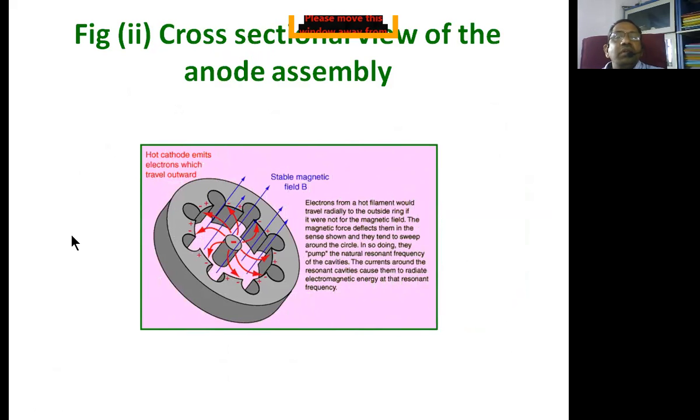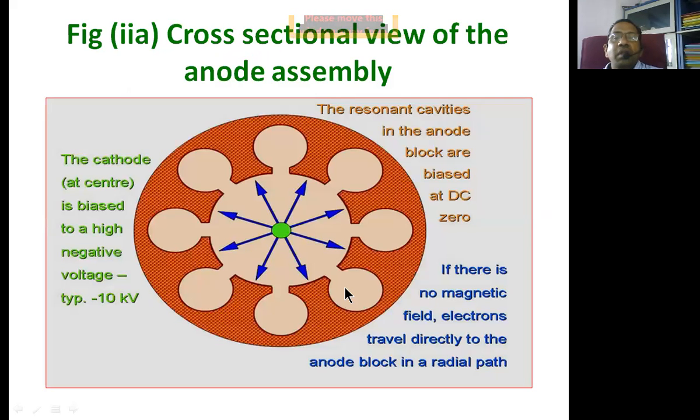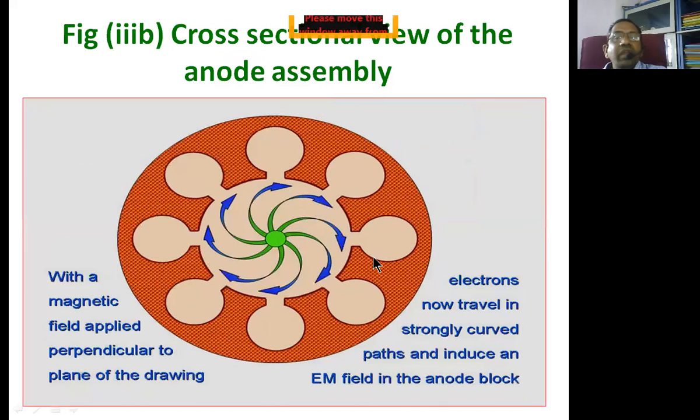Well, so this is the situation of the electron beam when the magnetic and electric fields both are applied. This is the diagram which we have shown and explained previously. When there is no magnetic field, how are the electrons moving? Electrons are simply moving radially in a straight line path.